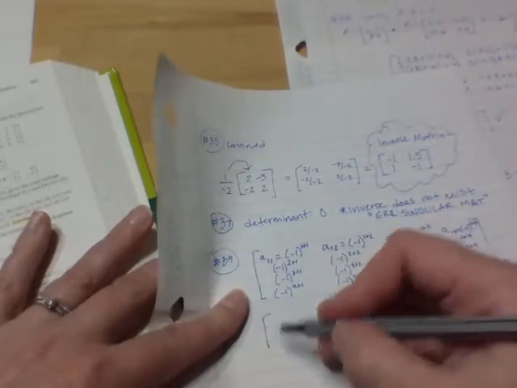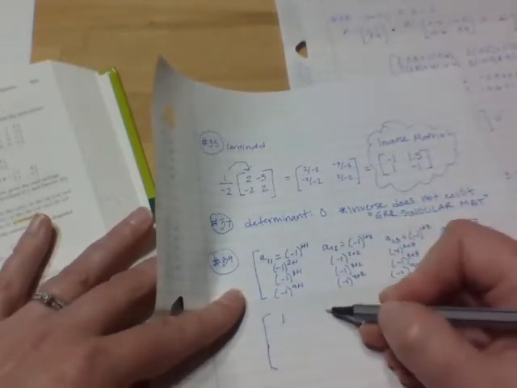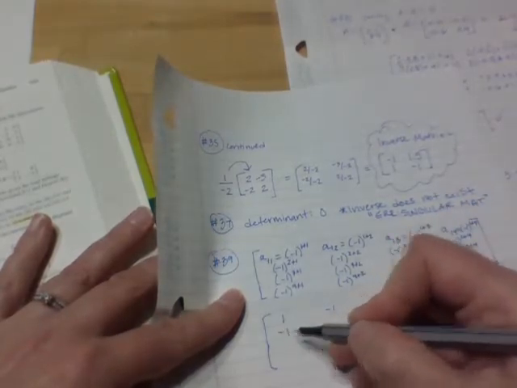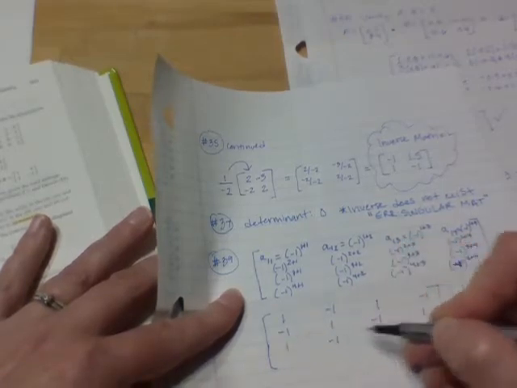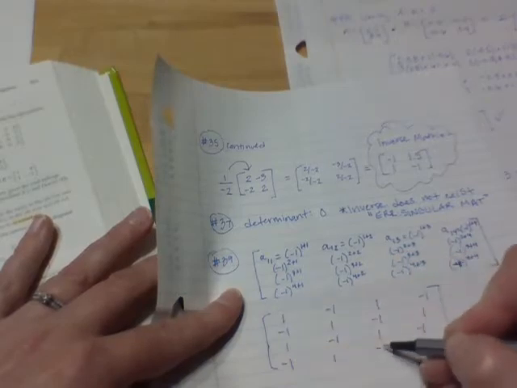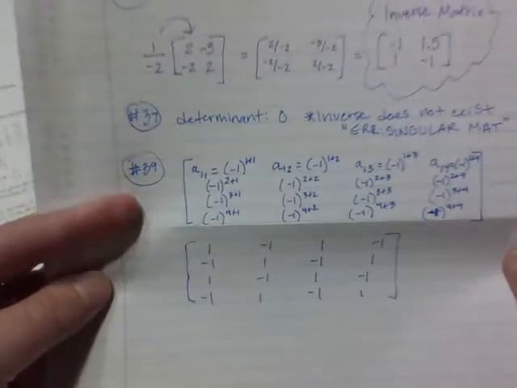So in our system here, we're going to have a positive 1, negative 1, positive 1, negative 1. Then it flips, negative 1, positive 1, negative 1, positive 1. Flips again. And last time. So this is the matrix that comes from what we were talking about in number 39.